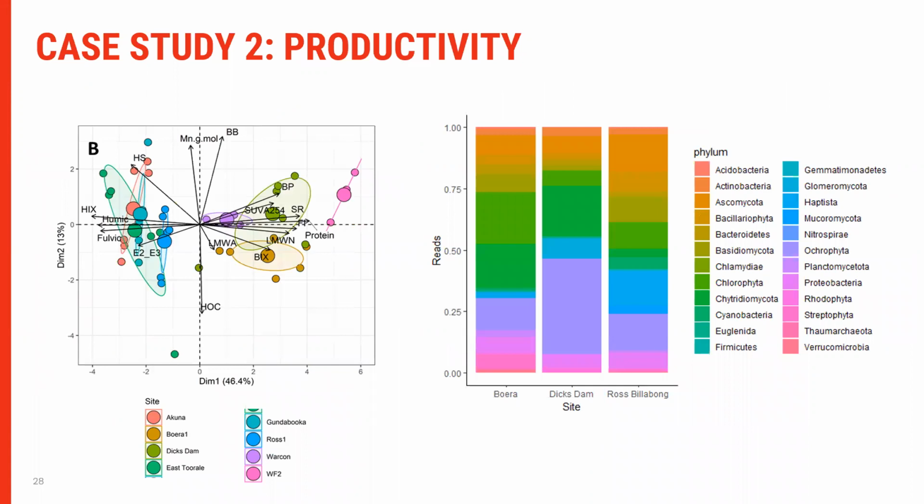And here's our PCA again. So you can see, like I said, it was more closely related to the Darling than to the Warrego site. And when we looked at the microbial community, with Ross Billabong on the end, what we saw is that it contained a more diverse microbial community compared to the other 2 sites as well. And this may suggest why we're getting an enhanced productivity within this system.